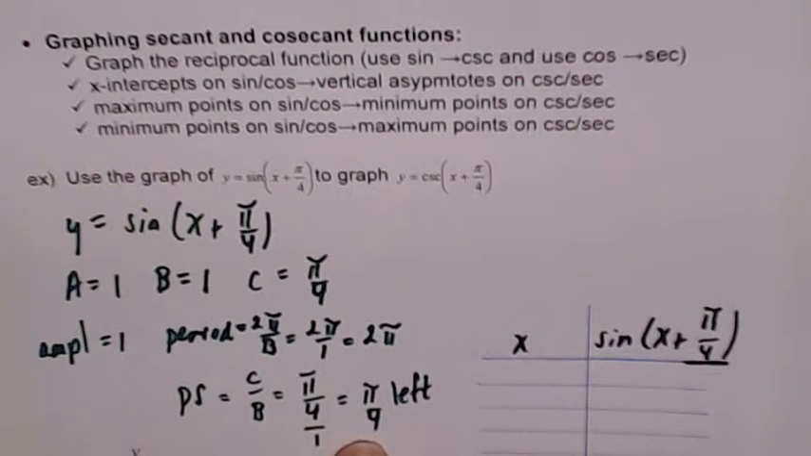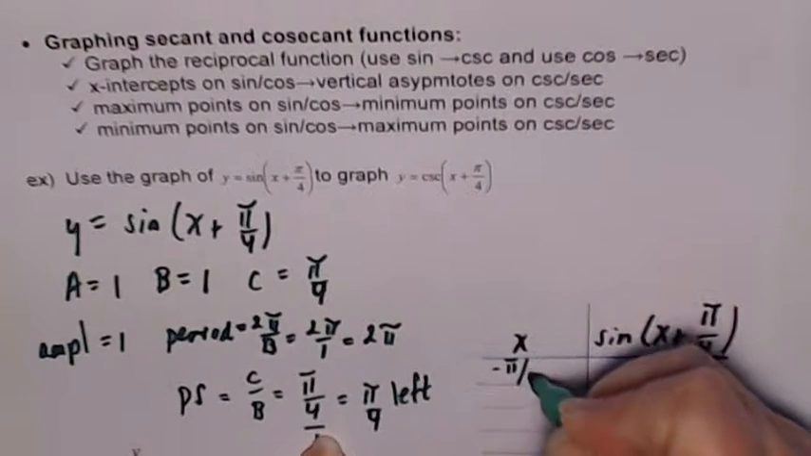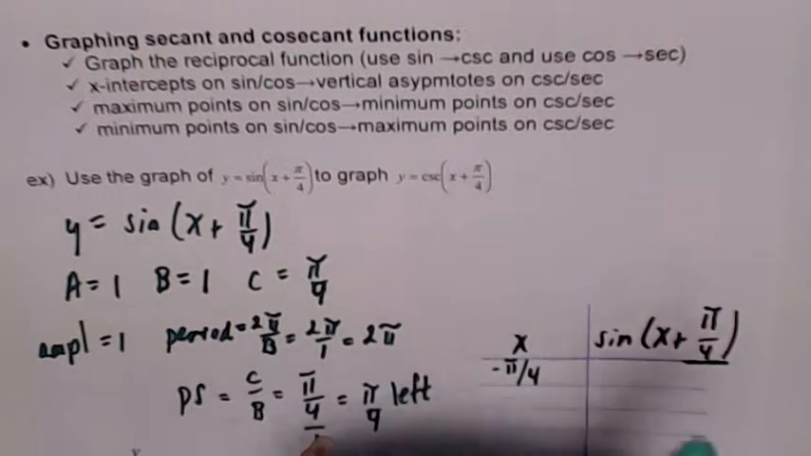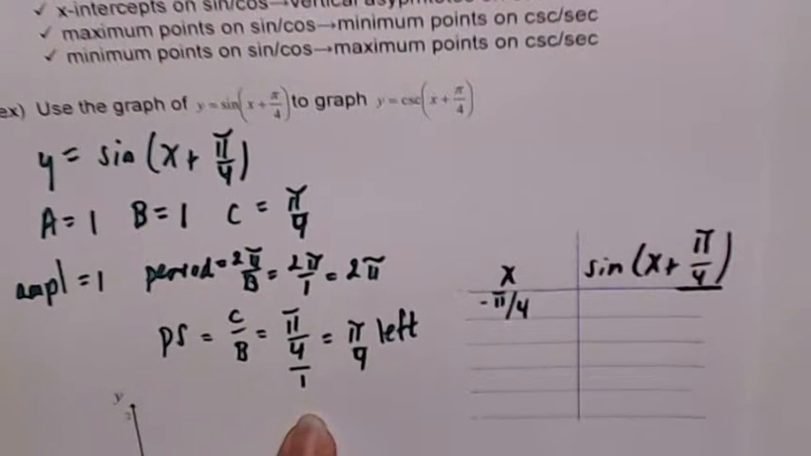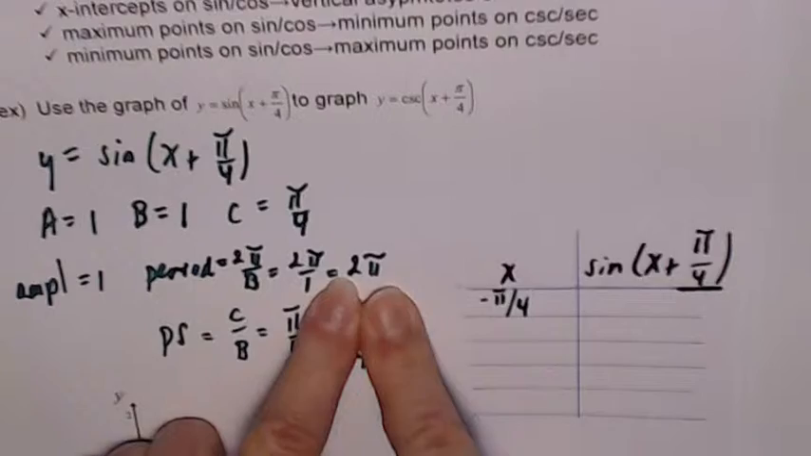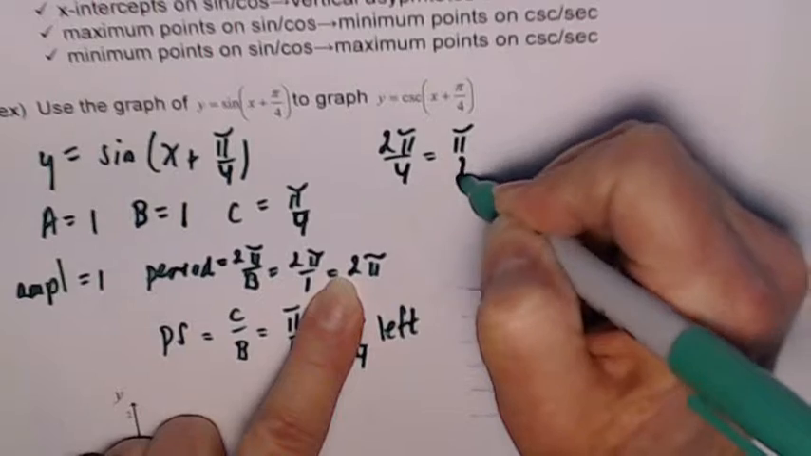So now, to graph these, we need 5 key values. So first key value is always our beginning value. If we have no phase shift, it would be 0. But in this case, we do have a phase shift of pi over 4 to the left. So our first x value is going to be negative pi over 4 because we shifted back to the left. Now, in order to generate our other 4 key values, we're going to take our period, which is 2 pi, and we're going to divide it by 4. So 2 pi divided by 4 is pi over 2.